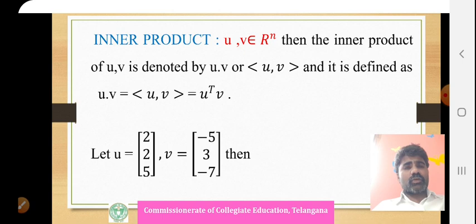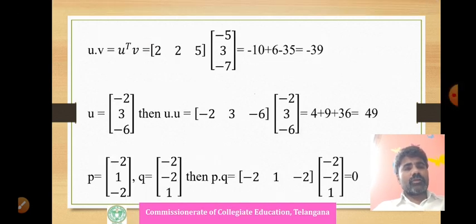Now let us take u equals 2, 2, 5, which belongs to R cube. Three entries are there: 2, 2 and 5. Similarly, v equals minus 5, 3 and minus 7. This is also one more vector in Rn. Then the inner product of u and v is given by u dot v, which equals u transpose v.